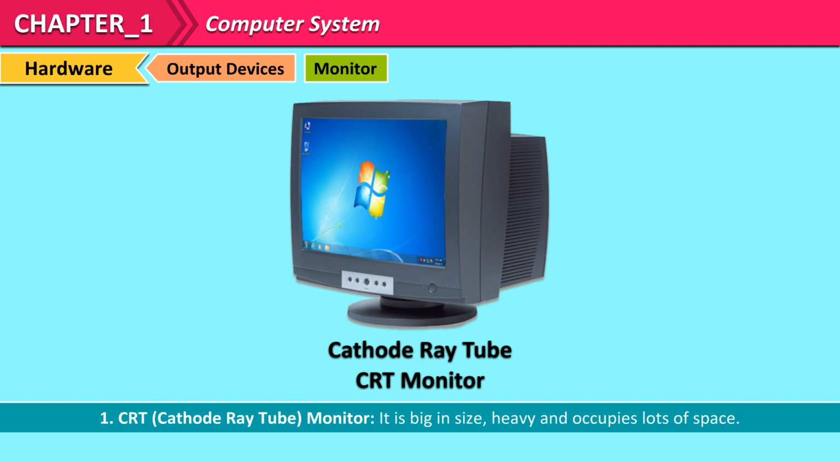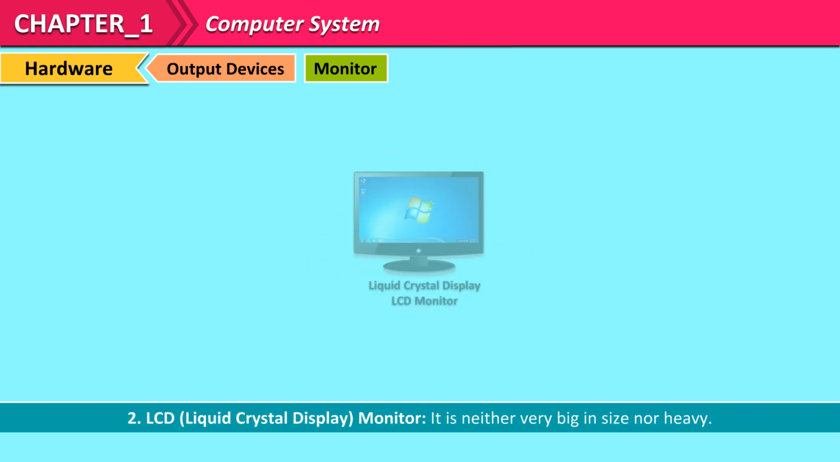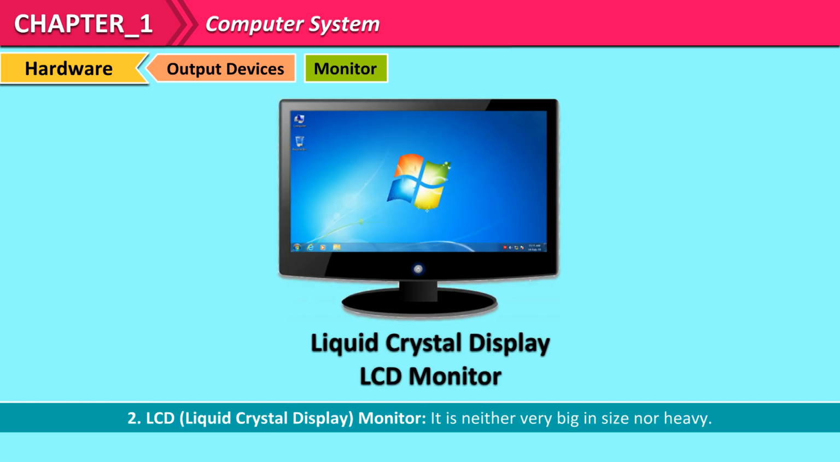First, CRT, cathode ray tube monitor. It is big in size, heavy, and occupies lots of space. This monitor is rarely used these days. Second, LCD, liquid crystal display monitor. It is neither very big in size nor heavy. It occupies less space. The pictures on it are more clear than those on CRT monitor.